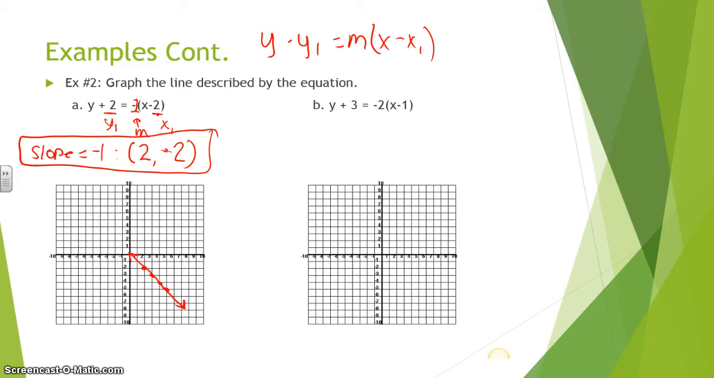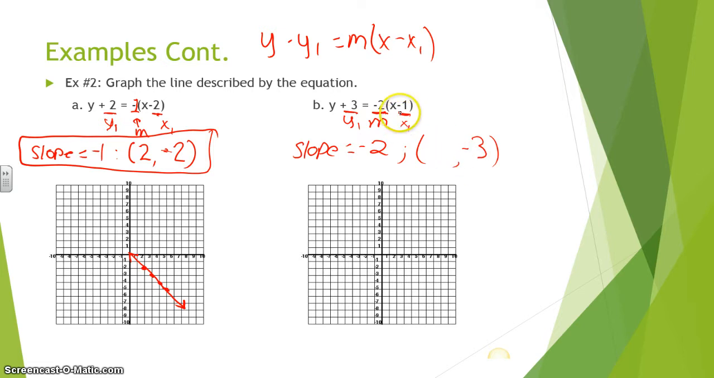Let's look now at B. We have y plus 3 equals negative 2, parenthesis x minus 1. Using the point-slope form, y minus y1 equals m, my slope, x minus x1. Let's figure out what my slope and ordered pair are going to be. Well, my slope, here's my m, which is negative 2. So my slope equals negative 2. Then my ordered pair, we look at my y1 and my x1. My y1, it's showing plus 3. Since the form is y minus y1, my y1 is actually going to be negative 3.